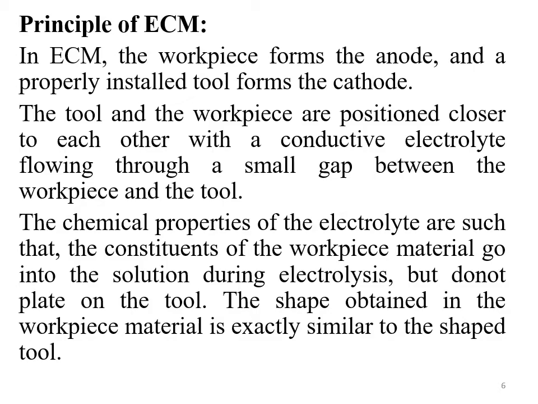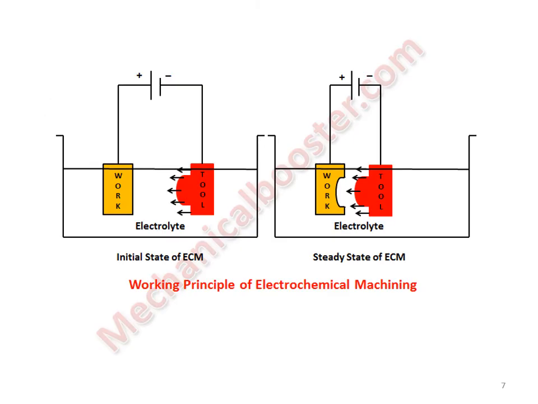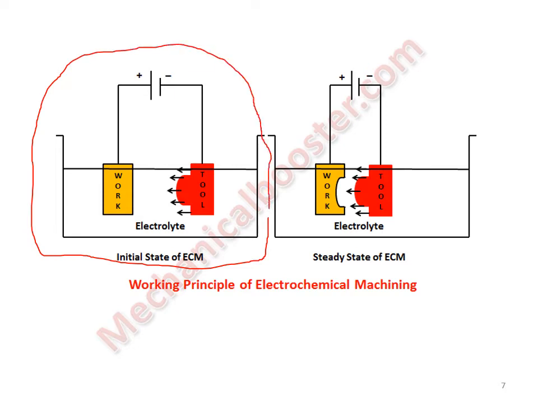Okay, let me continue. First of all, about the initial state of this electrochemical machining. In the initial state, we can see here that when the tool is progressing, the tool is kept at a distance, kept apart from the workpiece, and both are connected in a high current density electrical circuit.